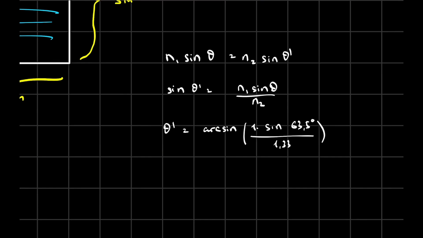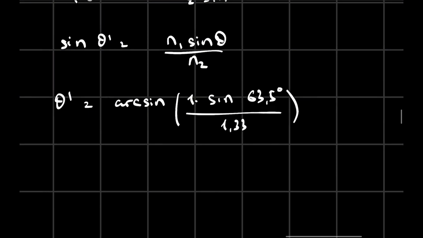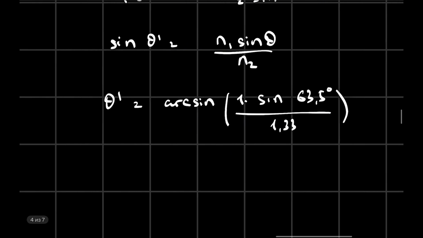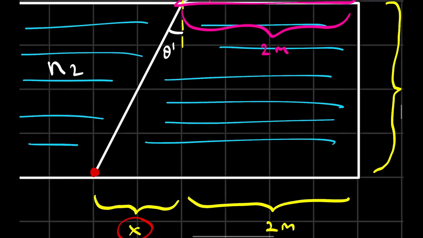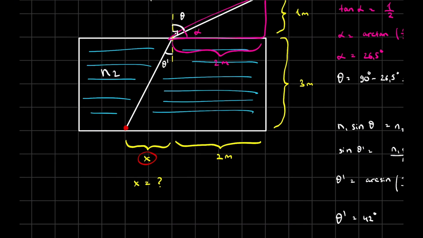Let me see what it's got to be. Sine of 63.5 degrees gives us 0.89, and we divide it by 1.33. It gives us 0.67. Then I need to use arcsine of 0.67. It's got to be something like 42 degrees. So theta prime is going to be 42 degrees. This angle is 42 degrees, and definitely we can again use the law of triangles.